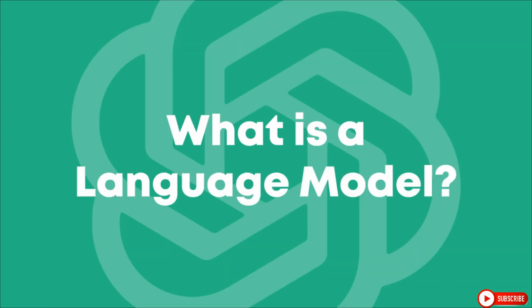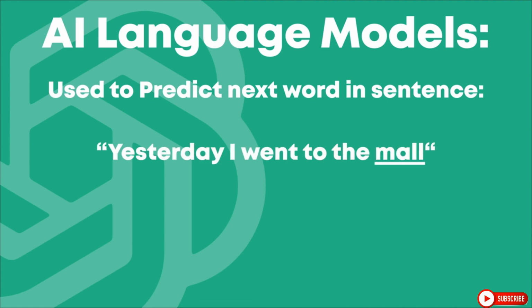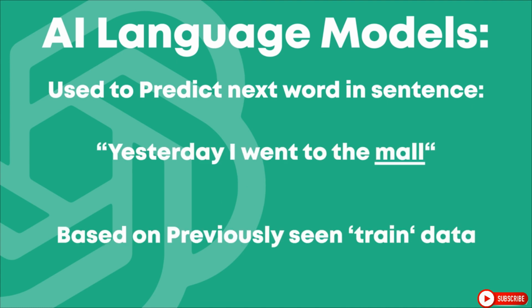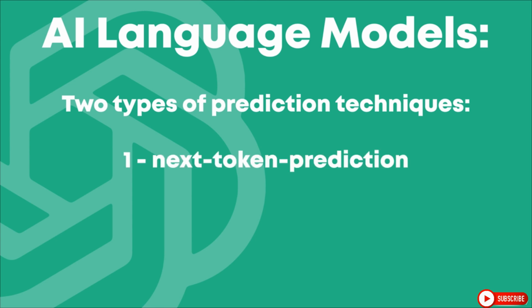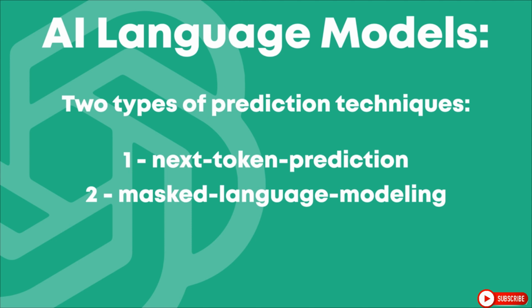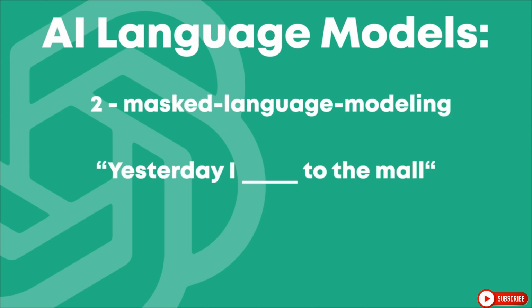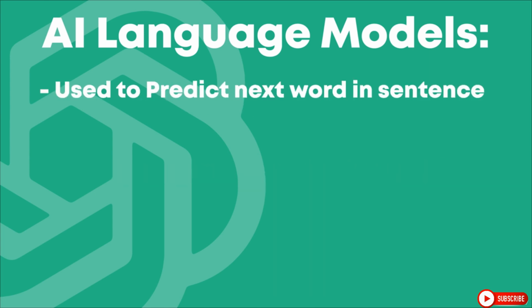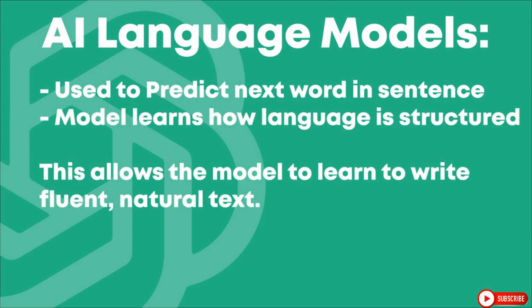So what is a language model? Often the goal of language models is to predict the next word in a sentence using previously seen data. Two types of techniques are used in most language models: next token prediction and masked language modeling. As the name suggests, the first predicts the next word in a sequence, and the other masks a word and tries to predict the masked word. Both these methods are utilized to give the model a sense of how text is structured. These techniques in the training make the model learn to write fluent natural text.